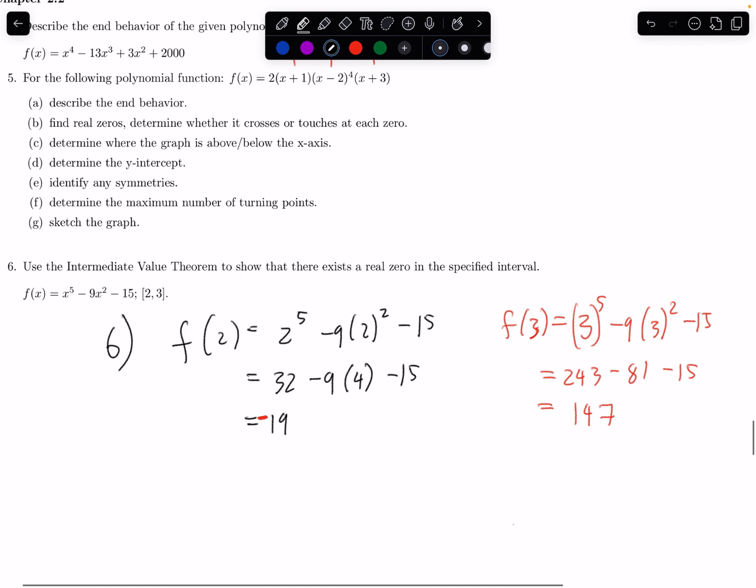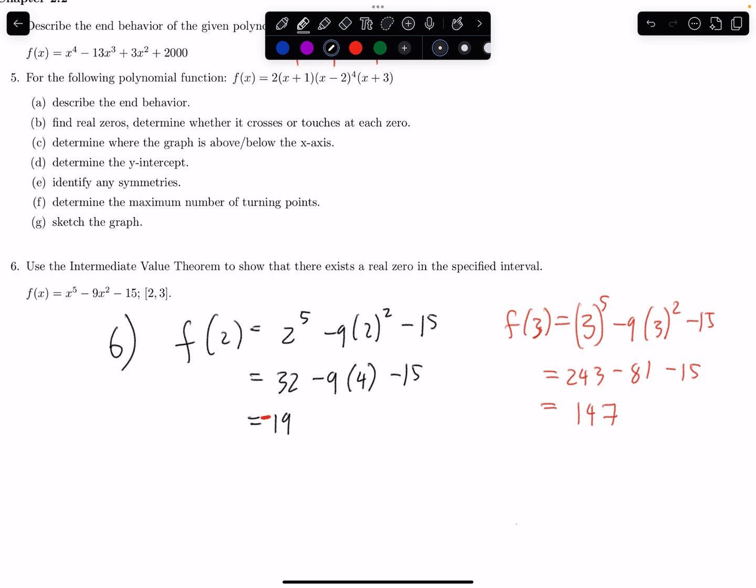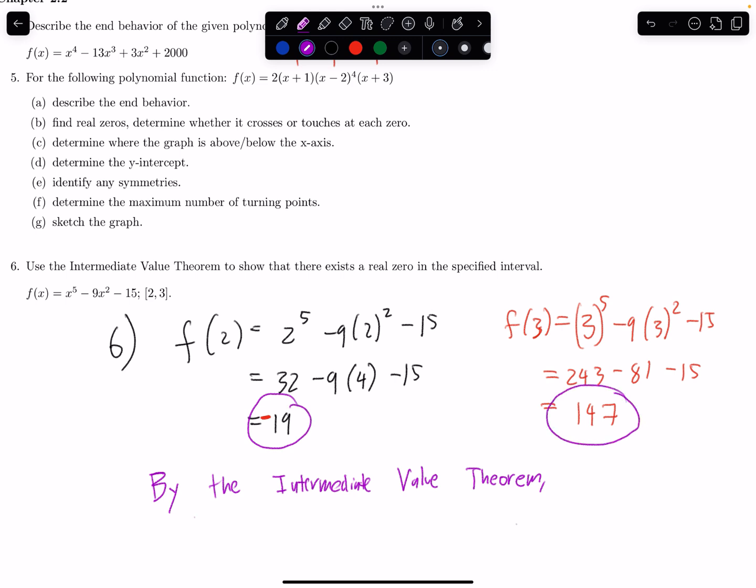And now at the end, you just write this same kind of routine sentence. Think about what it means as you write though. Say by the IVT, or intermediate value theorem. Let's not be lazy and write it out. Intermediate value theorem. So you're invoking this theorem to say that there must be a 0, because at one end of the interval you're negative, and at the other you're positive. So that means there must be a 0 in between.